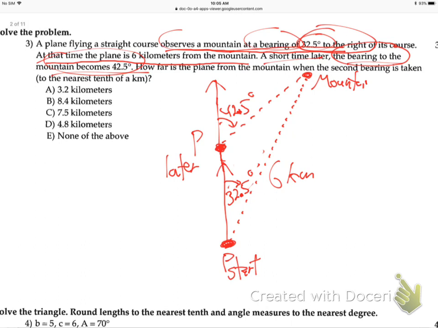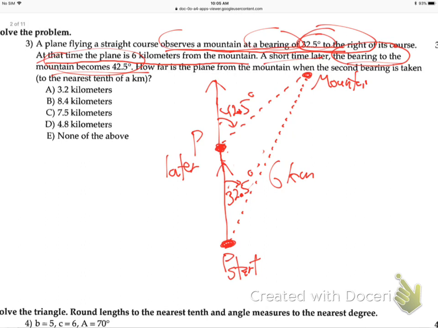To the right. See, at first I accidentally started to put the angle down here. But that's not right. That's not to the right of my course. You always got to start with your course and then to the right. That's like those north, 42 east kind of things, right? But in this case, they just said to the right of your course. So you always start with your course, go to the right.